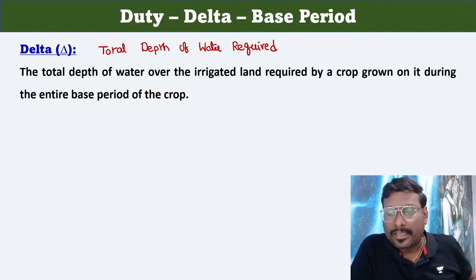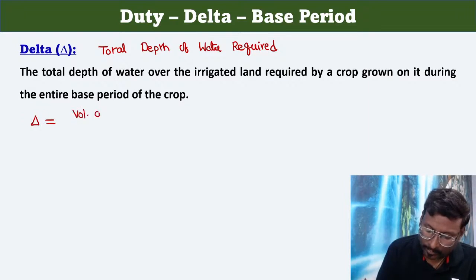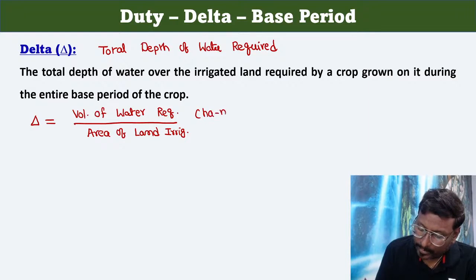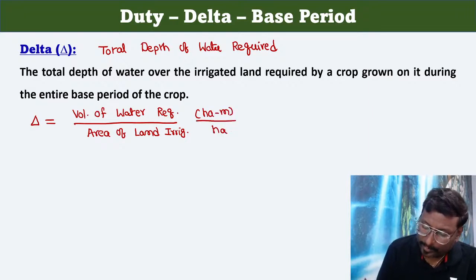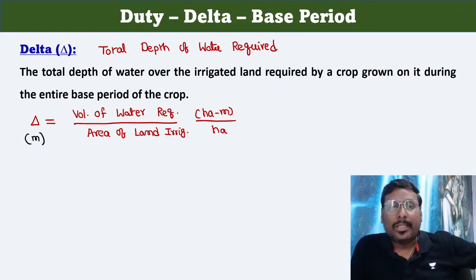Sorry, delta. So delta is equal to volume of water required upon area of land irrigated. Volume of water in hectare meter, area in hectare, delta you get in meter.